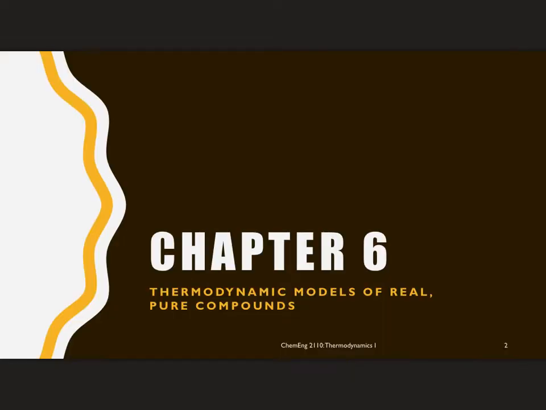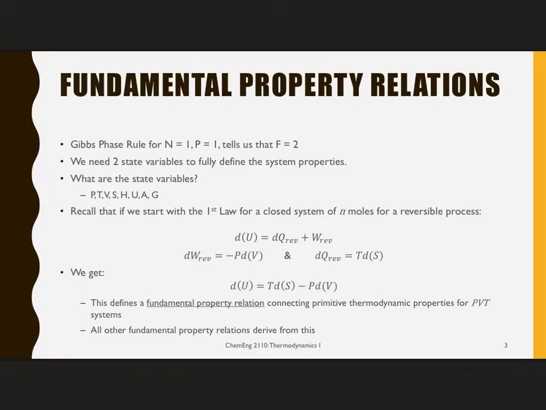We are now beginning our study of Chapter 6, Thermodynamic Models of Real Pure Compounds. This is the chapter where we are going to begin seeing the mathematical formalism that allows us to do predictions of properties for materials where we don't have a wealth of data. There are no data tables. There are no extensive graphs of the materials and the properties that we need.